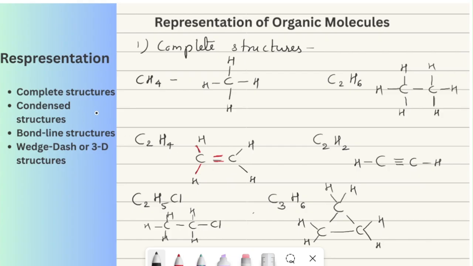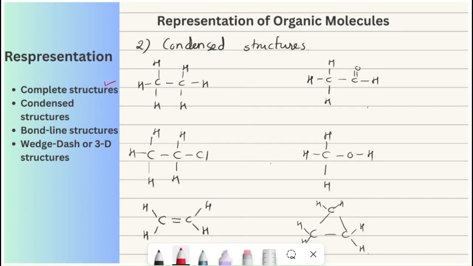Now, let's see what condensed structures are. Now that we have learned what complete structures are, let's see what condensed structures are and how to convert complete structures to condensed structures. Condensed structures are the representation of organic molecules without any bonds. We don't tend to show all the bonds present in the molecule. We try to write the atoms mostly as text in this case.